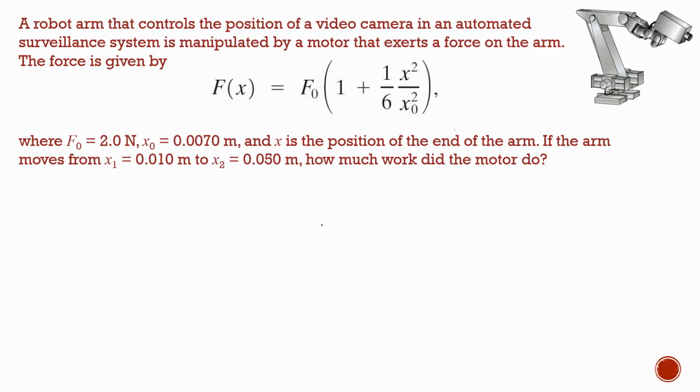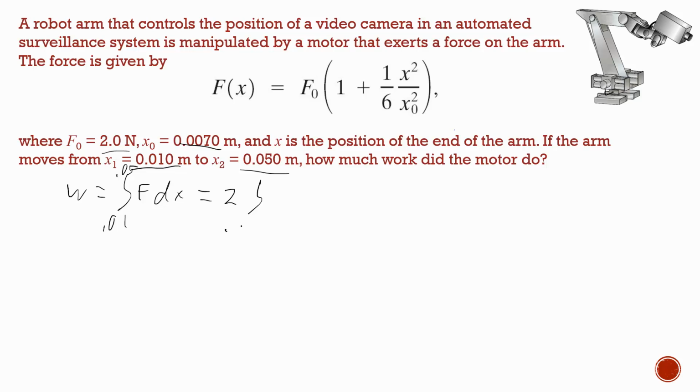Alright, let's look at something a little bit more complex. We've got some camera on a robot arm where the force exerted on the arm is given by some strange function here. And we want to know the work done by the motor to move this arm from a position of 0.01 to 0.05 meters. So we're going to use work equals the integral of F dx from 0.01 to 0.05, and then we plug in this function. Now the F naught and the X naught are just constants of 2 and 0.007, so we can pull the F naught out of the integral.